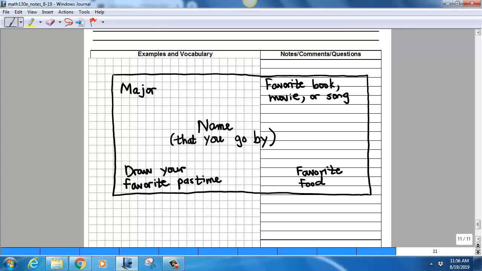If I can find, oh no, Taylor's got them. Are we almost done? Oh, put them up front. Yeah, there they are.